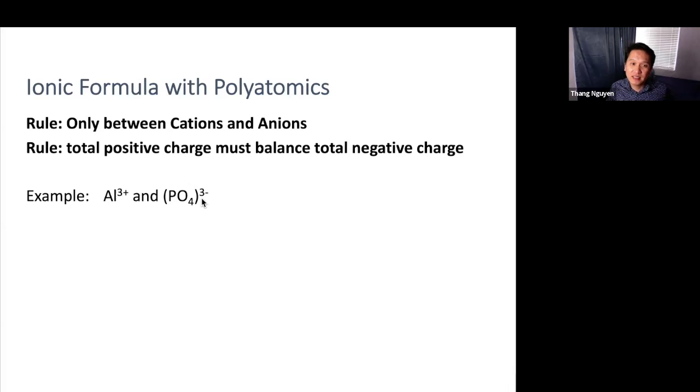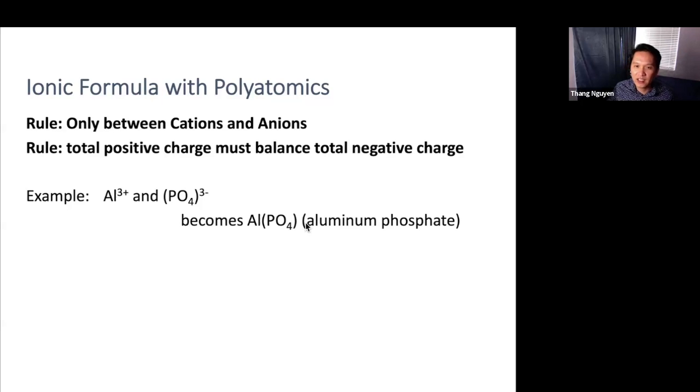Aluminum is 3 plus. This thing is 3 minus. So they are already charge balanced if you have just 1 of each, right? So you just need 1 of each. And you can write it as aluminum and then the whole parentheses, and then drop. Remember, when we write the formula, we drop all the charges. So we have 1 aluminum and 1 phosphate. So you can write it like that and call it aluminum phosphate.